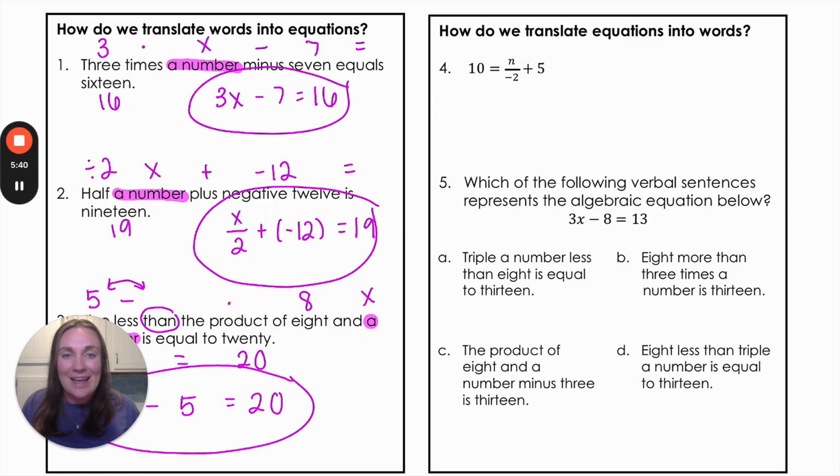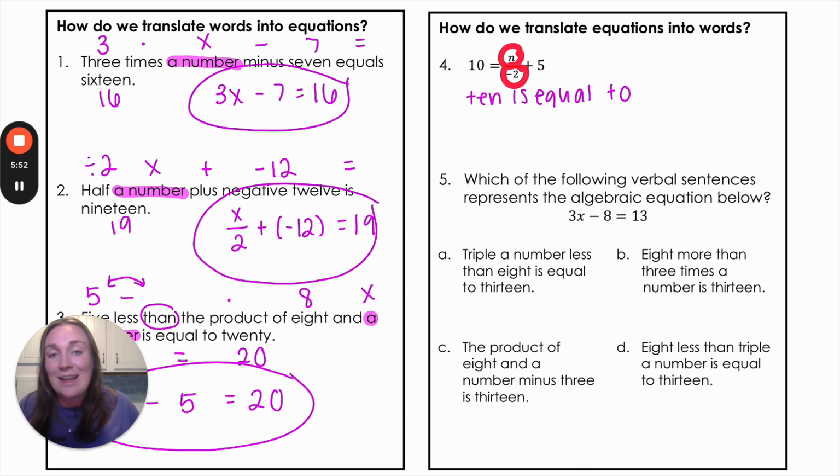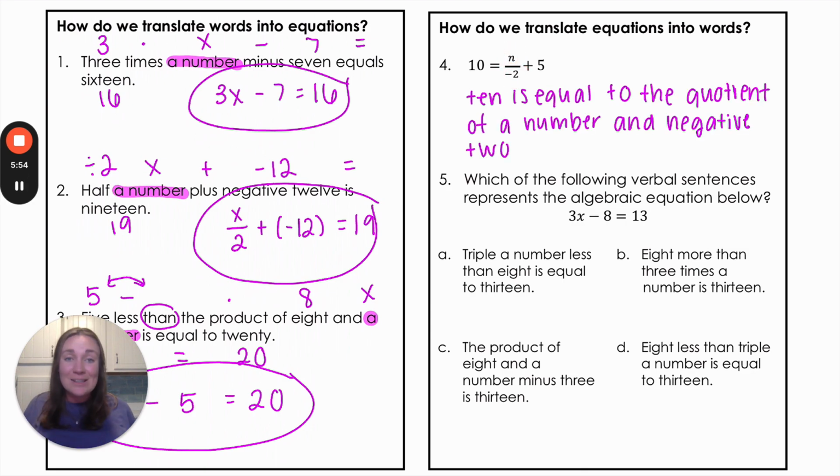So we could say 10 is equal to, now we need a word for division. So remember, anytime I see that variable, right, I'm going to put a number. So for division, I'm going to say quotient this time. So we'll say the quotient of a number and -2. And the last thing we have to take into account is the plus 5. So I'm going to say increased by 5. Now again, there's not one correct answer for this. There's a million different ways and a million different words that you could use to represent that same equation, but that is just one example.